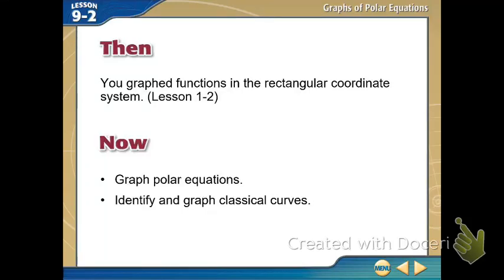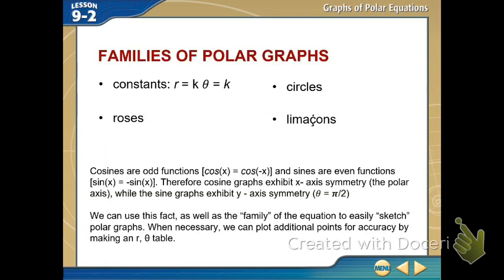In this section, we're going to be graphing some classic polar graphs. The polar graphs we're going to look at are grouped into families, so types of families of graphs. The four types of families we're going to be looking at in this section are constants. So what happens when you just have the radius equal to a constant, like radius equals 5, or theta equals a constant, like theta equals pi over 2, or theta equals 4 pi over 3. And then we'll look at circles, roses, and limacons.